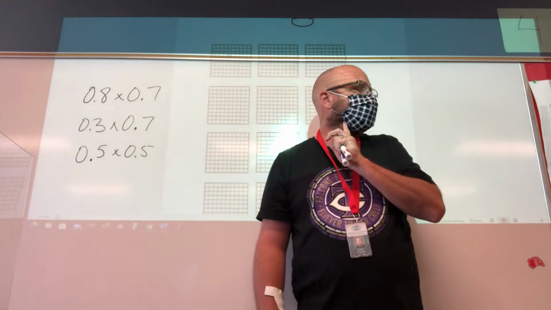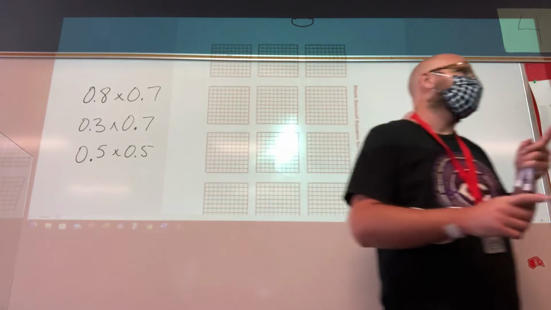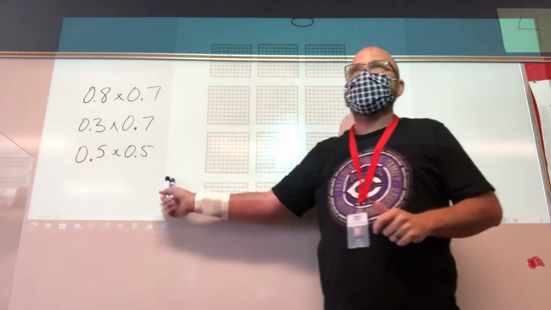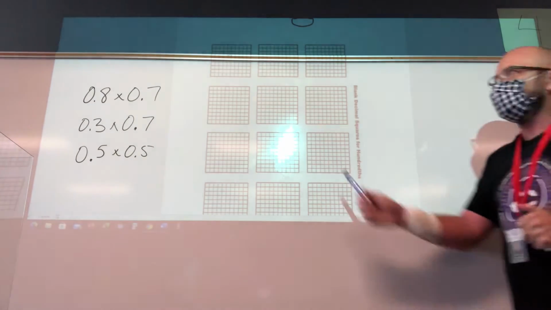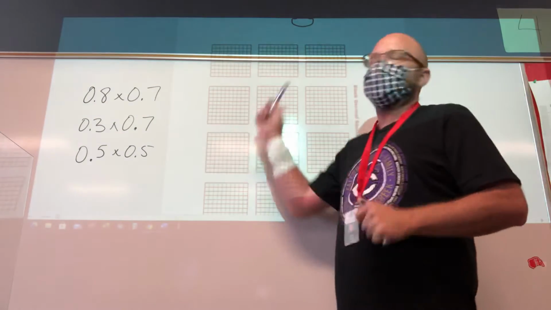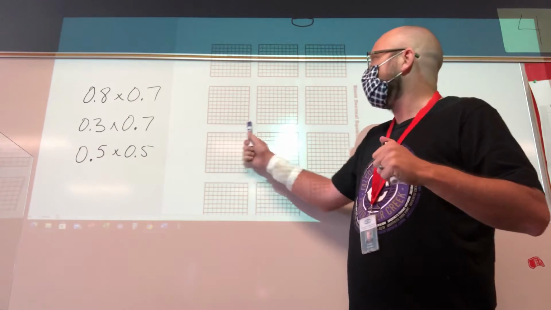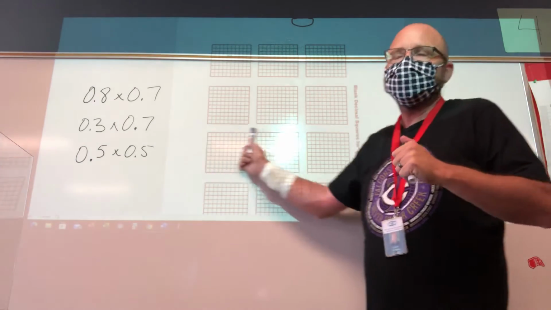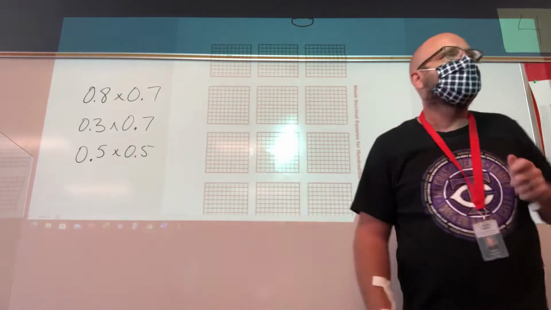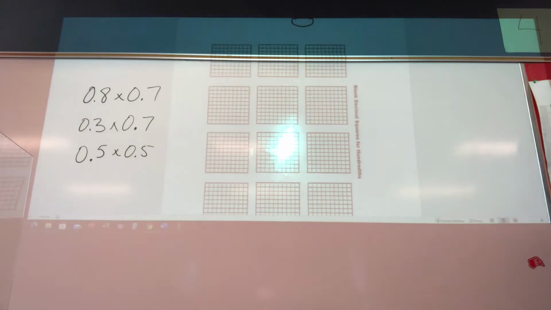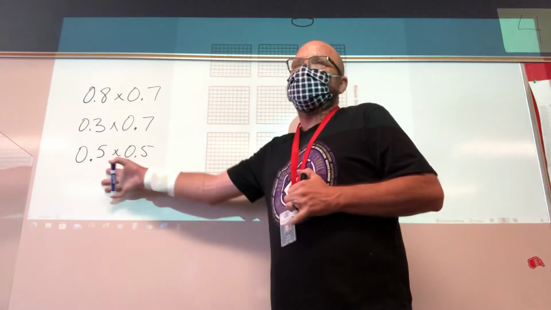Ladies and gentlemen, boys and girls, children of all ages, you are assigned to do these 3 problems on your 100th grid. As a review, the big square is worth how much? 1 whole. Each row is worth how much? 1/10. Each little square is worth how much? 1/100.